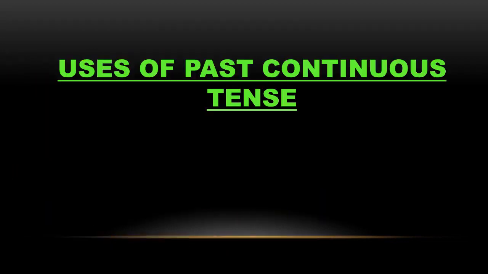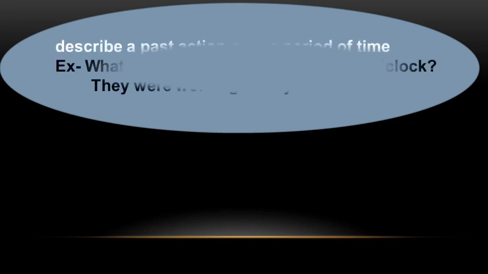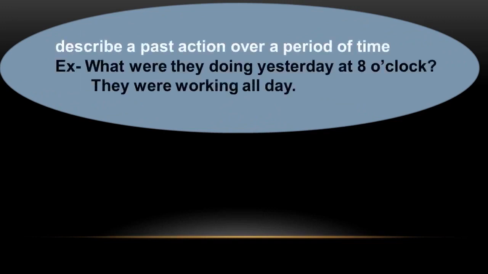Now, let's see the uses of past continuous tense, that where we have to use this tense. First use of past continuous is to describe a past action over a period of time, right? With a time period, that at what particular time the action was being done. What were they doing yesterday at 8 o'clock? They were working all day. So that represents a past action over a period of time.